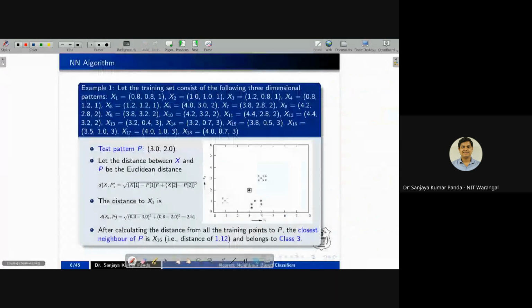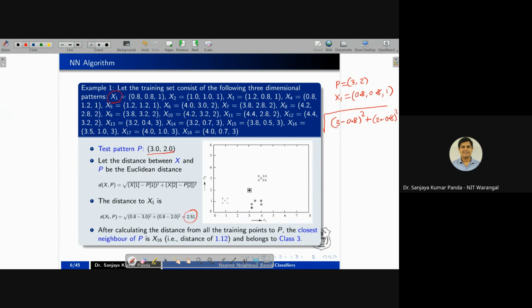So what we did here: I am taking the pattern P, 3 and 2, and comparing it with a particular data point, let it be x1. P is 3 and 2, and x1 is 0.8 and 0.8, belonging to class label 1. If you calculate the Euclidean distance, it is the square root of (3 minus 0.8) whole square plus (2 minus 0.8) whole square. Or somebody can write (0.8 minus 3) whole square and (0.8 minus 2) whole square, that also works. If you calculate this, you will get the value 2.51.